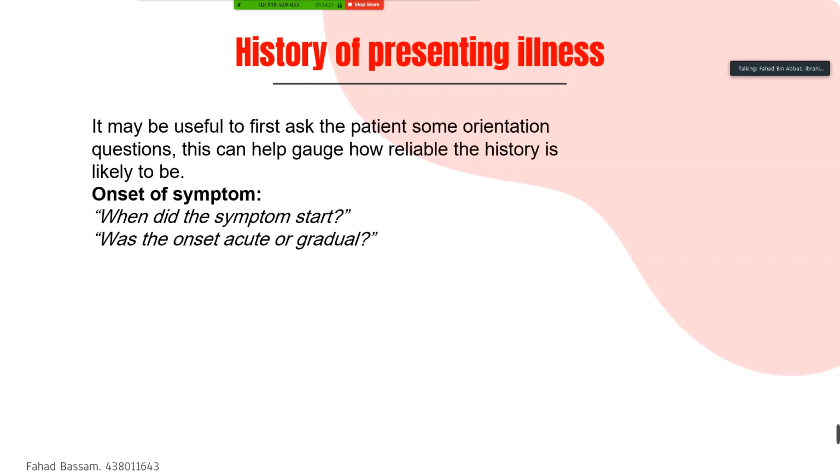So, history of presenting illness. There's a really important question that you should ask the patient to test his orientation. So you're going to ask him about the time and the location, or where he is at the moment, and test if he's well oriented to his surroundings. Even the onset of symptoms is a very important point. When did the symptoms start? Because it might vary if it's a stroke, whether it started 2 weeks ago or just a couple of days ago.